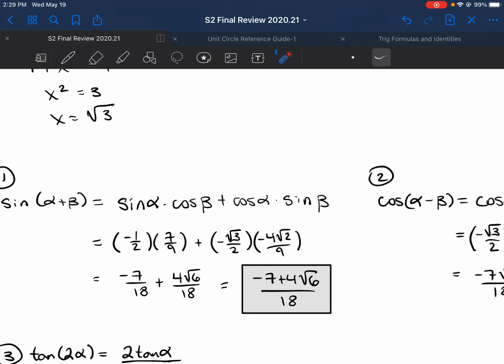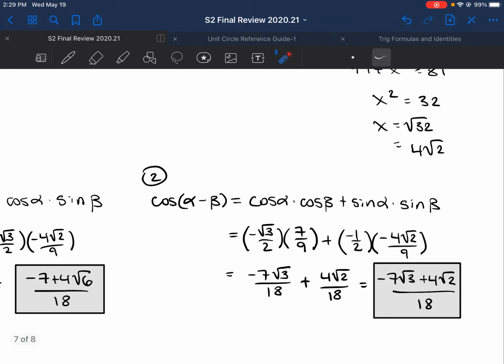Then it is just an algebra calculation. Negative 1/2 times 7/9, that's negative 7/18. Negative root 3 over 2 times negative 4 root 2 over 9 is just 4 root 6 over 18. Common denominator, we can combine the numerators, and this would give us our final answer.